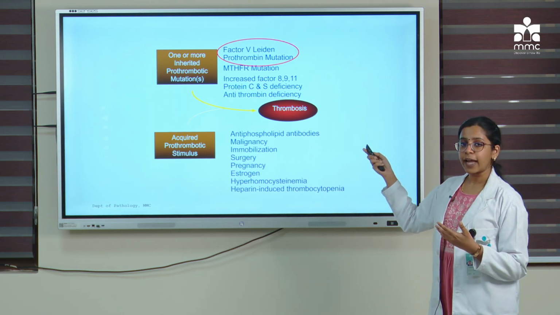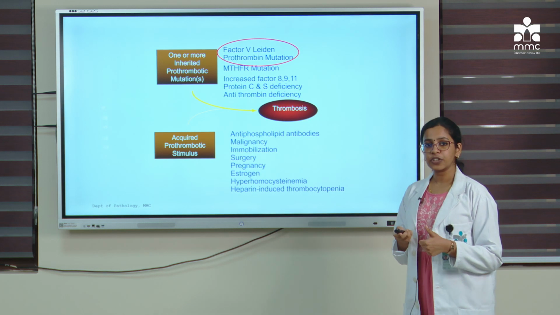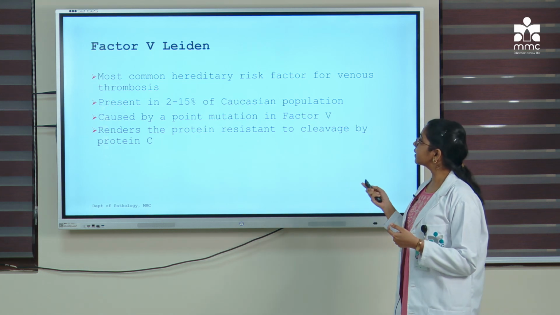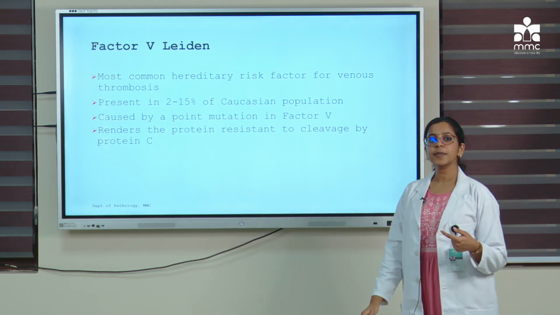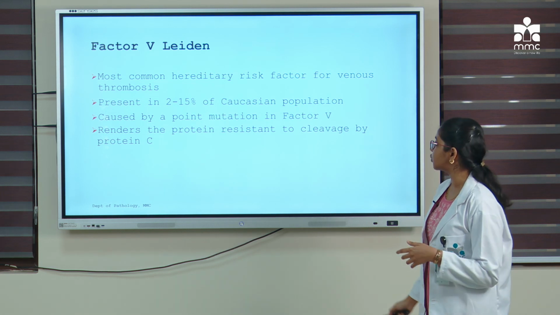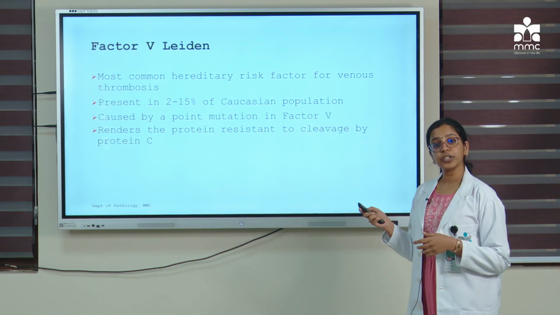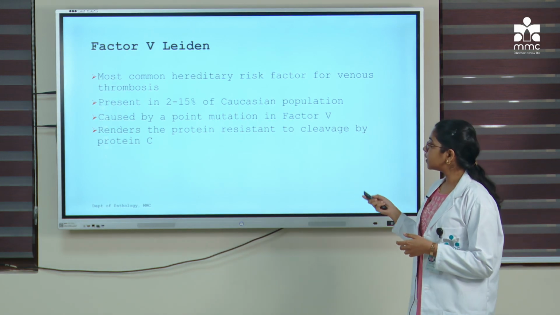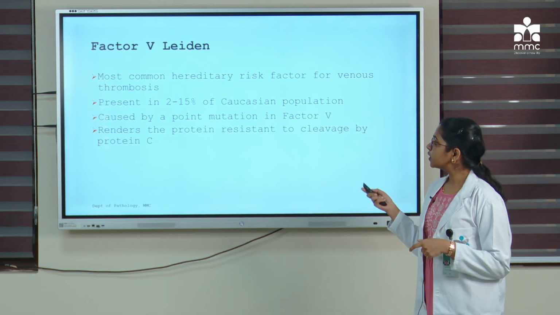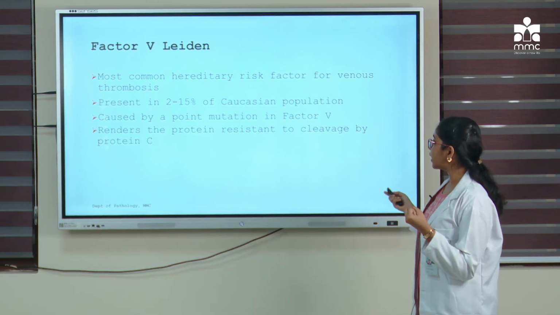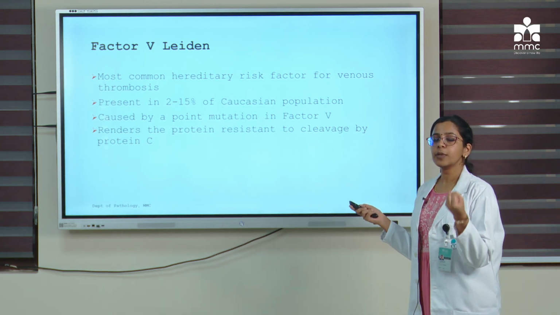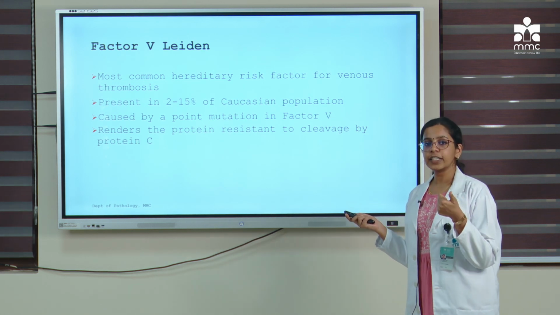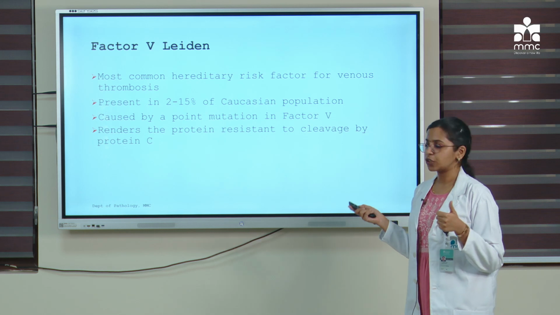Out of the inherited patterns, the most important ones are factor V Leiden mutation as well as prothrombin mutation. Factor V Leiden is one of the most common hereditary risk factors for developing venous thrombosis, and it is present in 2 to 15% of the Caucasian population. It is actually caused by a point mutation in factor V. It is called Leiden because it was discovered in a Netherlands city called Leiden. So this makes the factor resistant to the cleavage by protein C. If protein C is not able to cleave the activated factor V, it will keep on accumulating. So the very first and foremost genetic condition that you have to remember is factor V Leiden mutation.